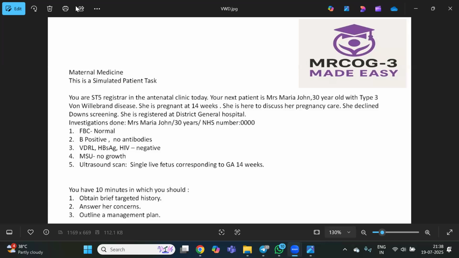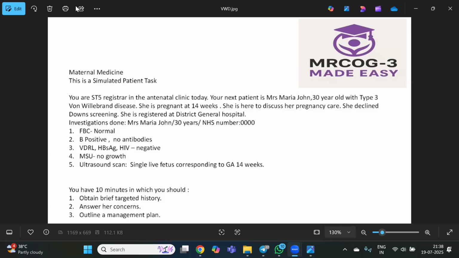Now, before I start the case, I would like to tell you, they can ask either type 1, type 2, or type 3. Anything they can ask. So be careful. Today I am discussing type 3, but type 1 and type 2 they can ask. Type 1 and type 2 are less severe, but type 3 is more severe, though it is rare. And coming to type 1, they can deliver in a standard obstetric unit, and your care will be coordinated with the hematologist, that is the hemophilia center.